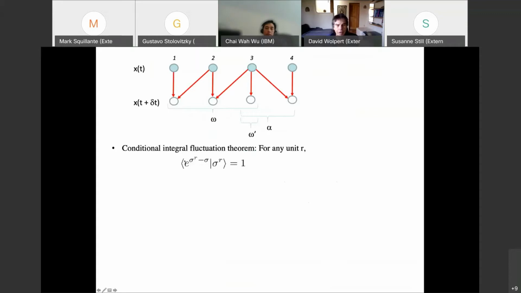So here is one of them. Choose any unit. For example, it could be subsystem 3 here in the middle because that's its own unit. It turns out that the expected exponential of the entropy production that this unit is making minus the entropy production of the entire system, conditioned on the entropy production that this one is making, equals 1. Every single organelle, set of organelles in every single cell in you is right now fluctuating how much entropy it produces according to this kind of a weird formula.